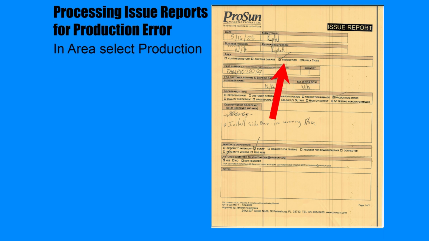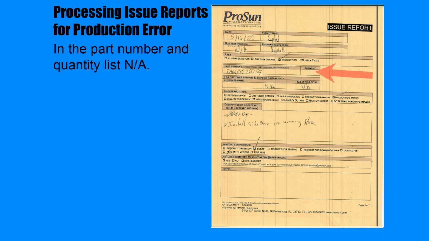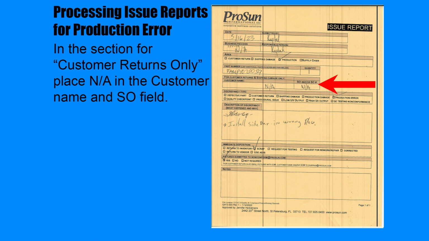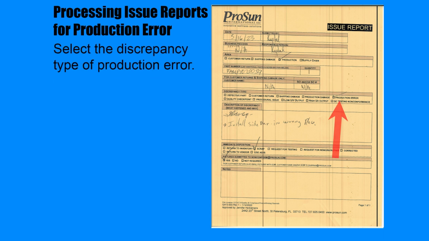In area, select production. In the part number and quantity, put not applicable. For customer returns and shipping damage only, put not applicable in both customer name and SO. Select the discrepancy type of production error.